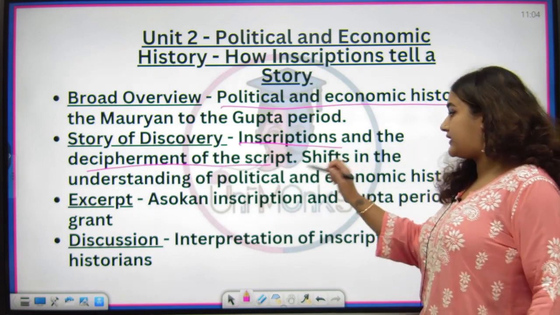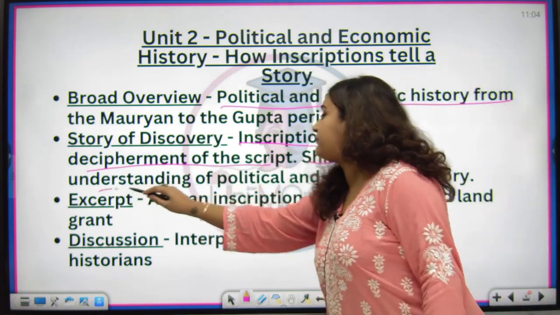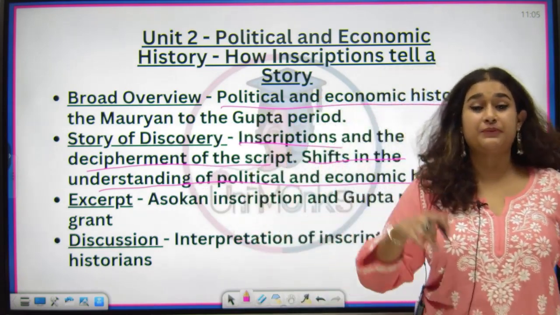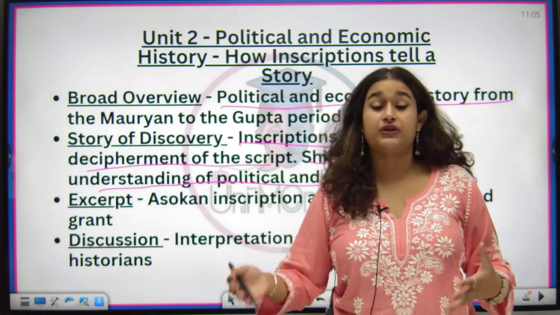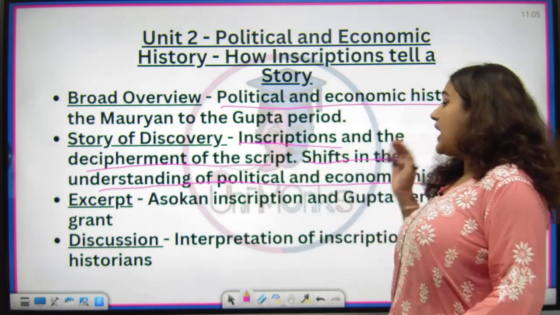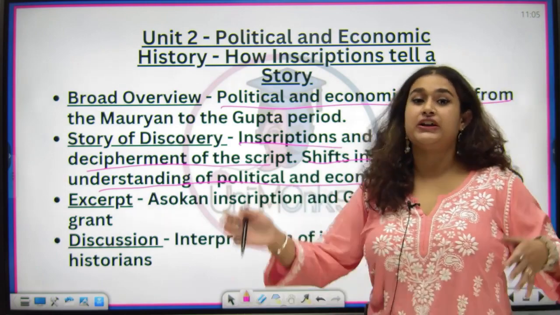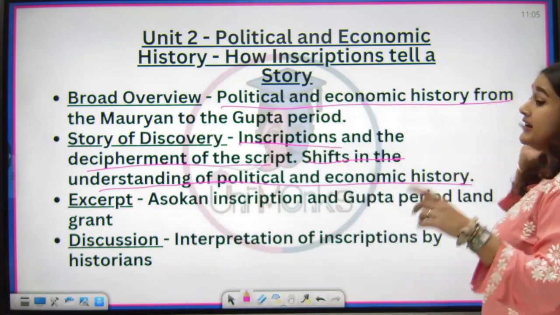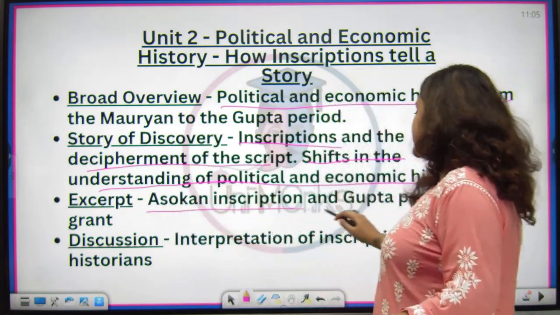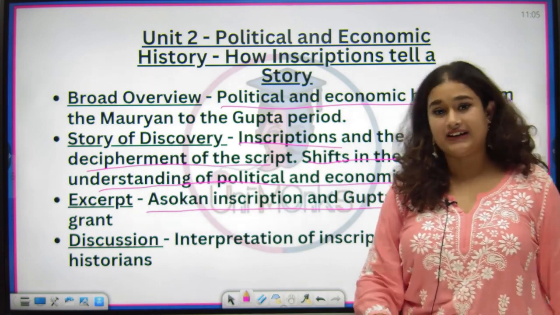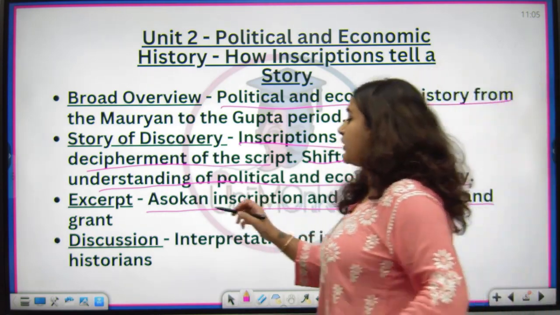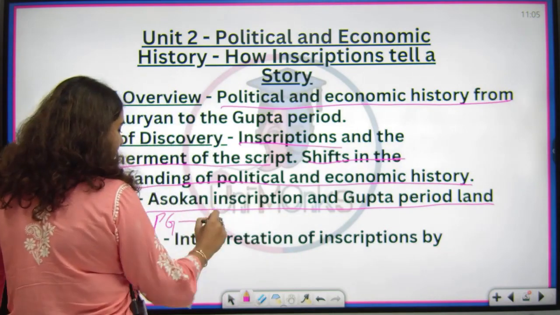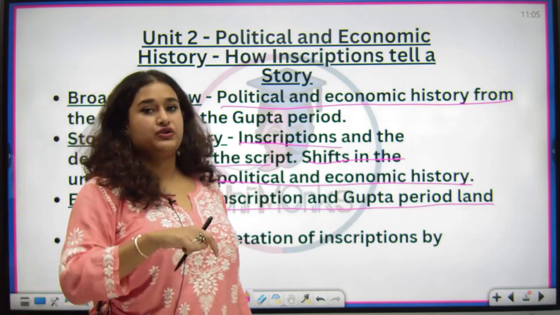And you're going to understand the shifts in the understanding of political and economic history through these inscriptions. After the scripts were deciphered and the inscriptions were understood, we are going to understand what the political and economic history was of the period, alright? An excerpt can come from the Ashokan inscriptions and the Gupta period land grants, alright? So the land grants are from Prabhavati Gupta and the Ashokan inscriptions are mentioned in the sources, alright?